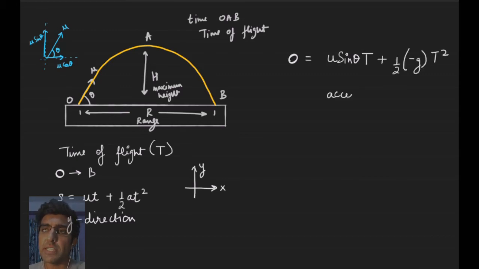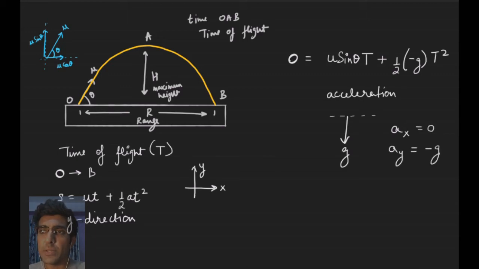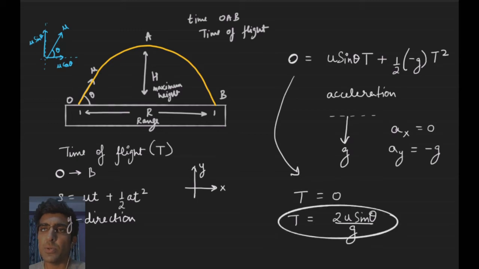Initial velocity in the y direction is u sin theta, time of flight is capital T, and the gravitational acceleration is downward, so we write it as minus g. From this equation, you get time of flight as either 0, which is the point O itself, and the other root comes out to be 2u sin theta by g. That is the time it takes from O to B, which is the time of flight.